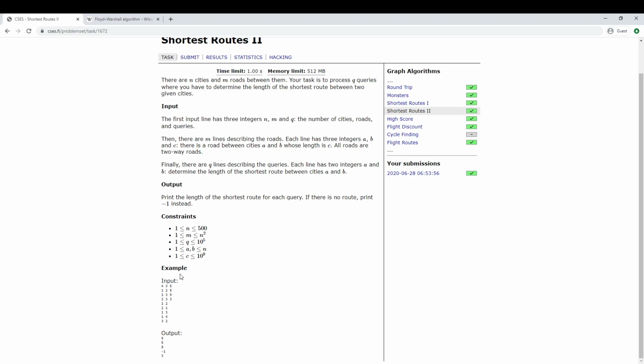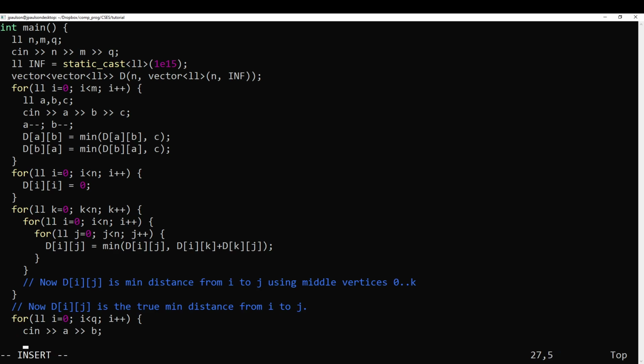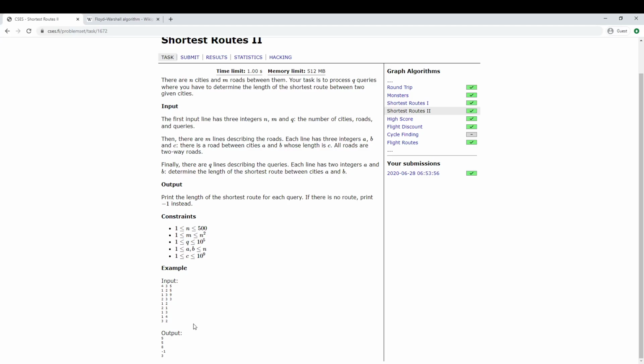We probably wanted to read in Q on the first line. Yeah, sure. Okay, so now that we've actually computed the shortest paths, we can just read in the queries and answer them just by looking at the value. Again, we need to zero index.